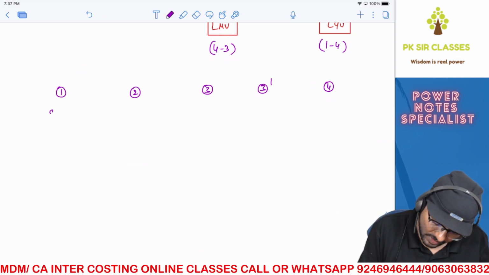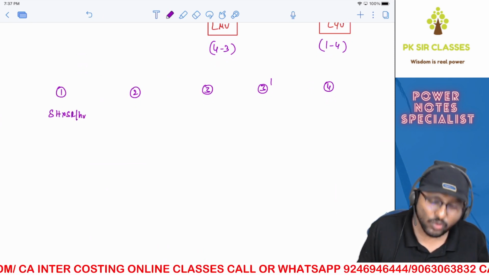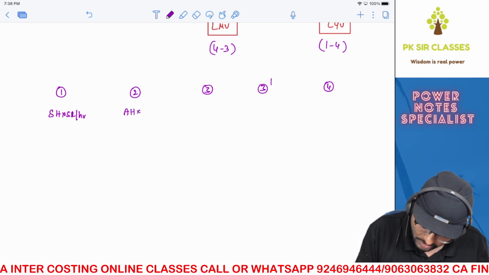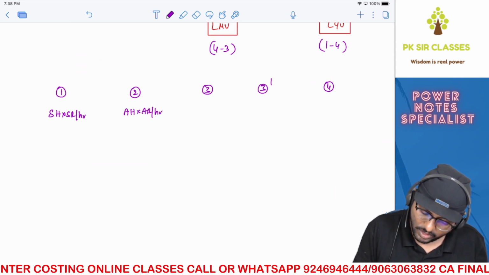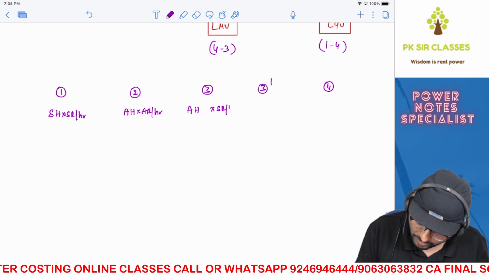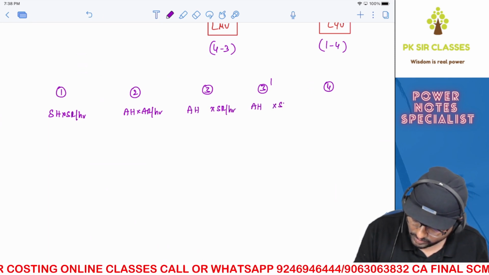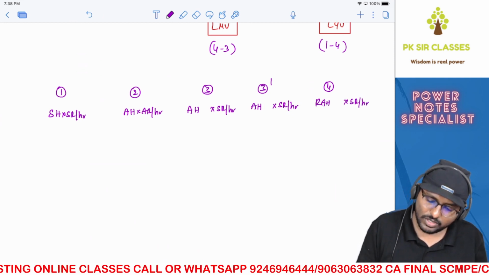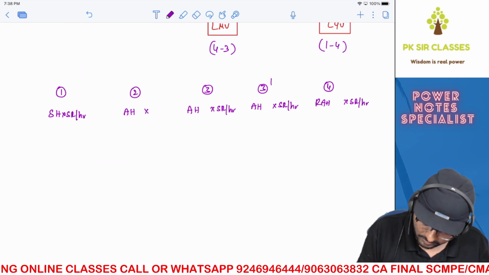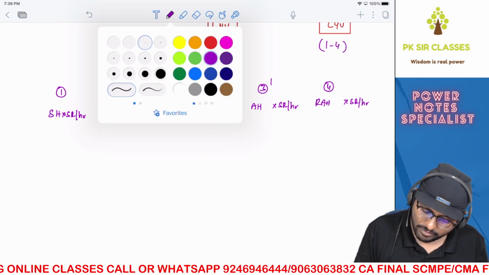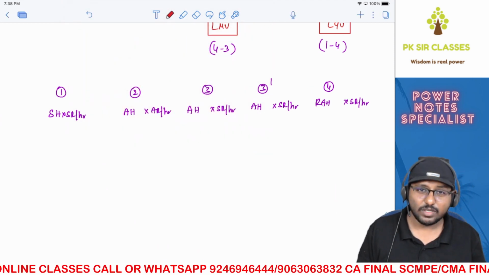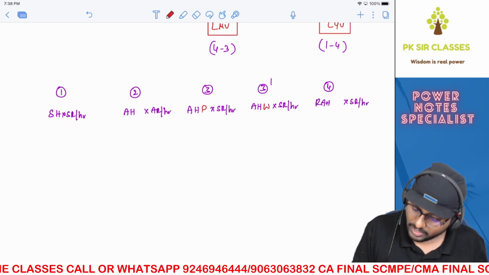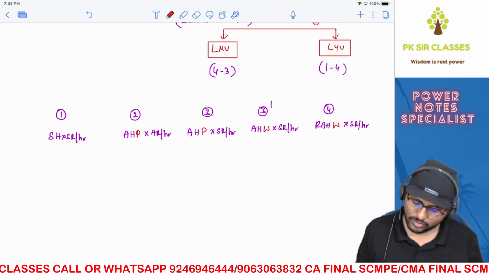First one, SH into SR per hour. You know what it is. SH means standard hours required for actual output. Second one, AH into AR per hour. Third one, AH into SR per hour. Here also AH into SR per hour. And here RAH into SR per hour. These formulas we already know, correct? So what's going to be the difference? Well, I'm going to put the difference over here. This is actual hours paid and this is actual hours worked. And here also this is actual hours worked and this is actual hours paid as well. So that is the difference.